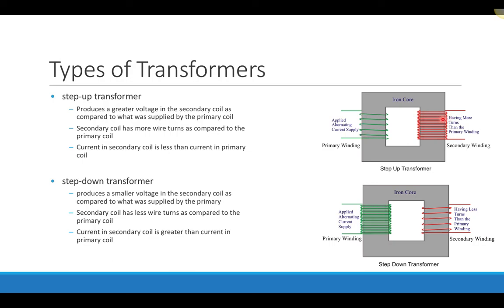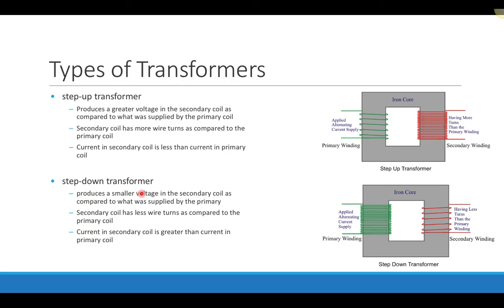One of the things that you should notice about this picture is that the number of turns in the secondary coil for a step-up transformer is greater than the number of turns of wire in the primary coil. So the secondary coil has more turns than the primary for a step-up transformer. We're going to talk about this a little bit later, but although the voltage is stepped up in the secondary coil, the current in the secondary coil is actually less. So the current here will be less than the input.